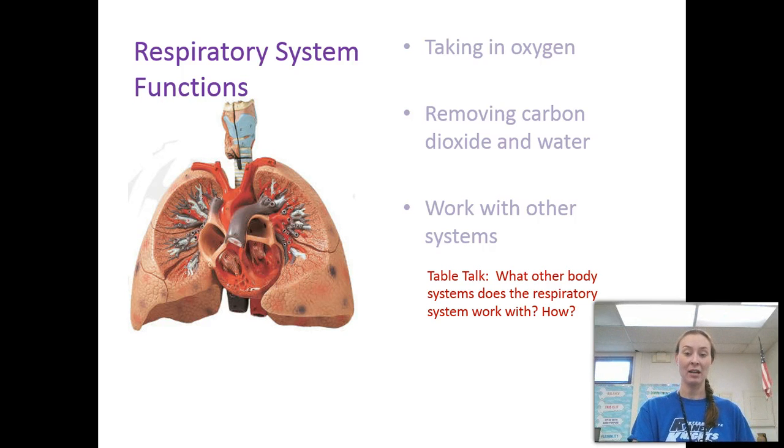So the table talk: what other body systems does the respiratory system work with and how? Pause the video, think about what you just heard, rephrase it, summarize it, write it down in your notes. So hopefully you wrote down the respiratory system works with both the circulatory and the digestive systems. The digestive system gives your body glucose, and the circulatory system transports the oxygen and the glucose.